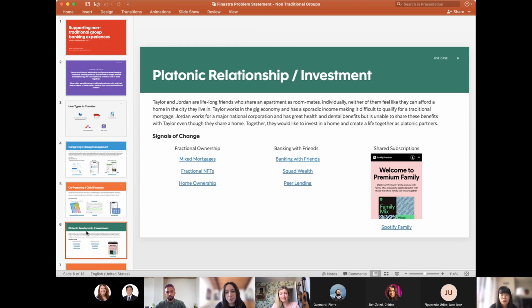There's a lot of examples around banking with friends, squad wealth, or lending peer-to-peer. And then we just also included the Spotify family example here. This is an example of folks who are able to share subscriptions with people. And I know they call it premium family, which sort of goes against the platonic relationship, but I don't think there's anything really stopping platonic friends from sharing their Spotify accounts with each other. So we thought this was a good example to include as well.